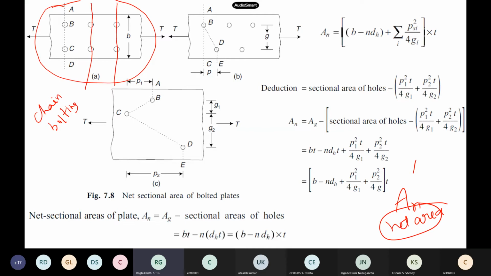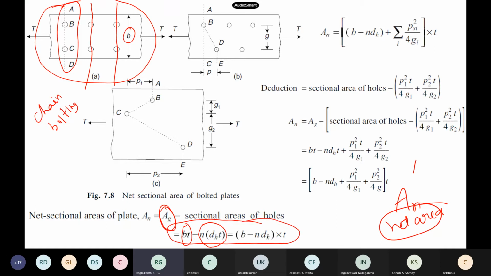What is the tensile area? How many holes do you have to subtract? 2 holes, you followed, right? If Ag is the gross area, then this is my gross area minus the holes. B is the width of the plate, so B times T is its gross area, minus n times Dh times T actual. Dh is the hole diameter. For ordinary standard holes, we have seen long back, it is 2 mm more. So this becomes the sectional area of this type of chain bolting.